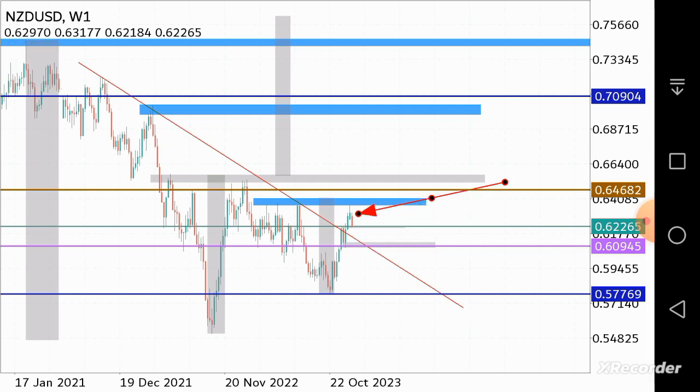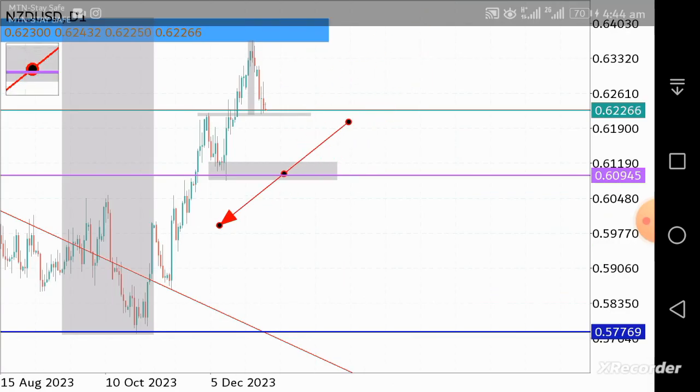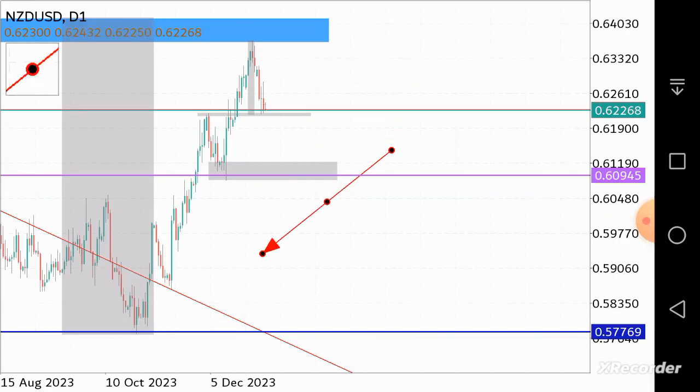Let's flip to the daily time frame. So guys, this is our daily time frame. We can see the price gave us, after this low, price gave us a high, a pullback, a high, a pullback, tapped into that zone, this blue zone right here, right, and just failed to break past it.